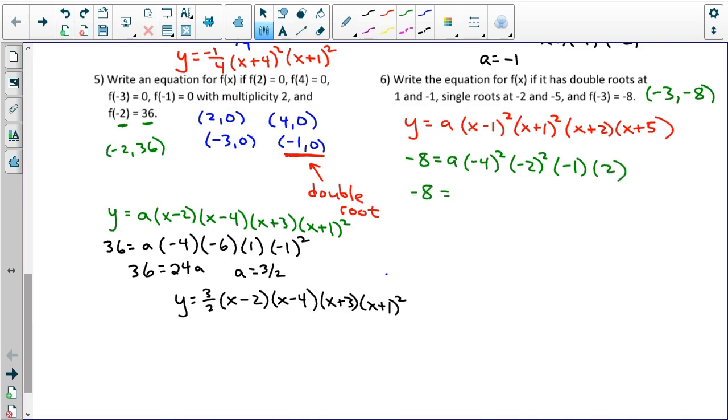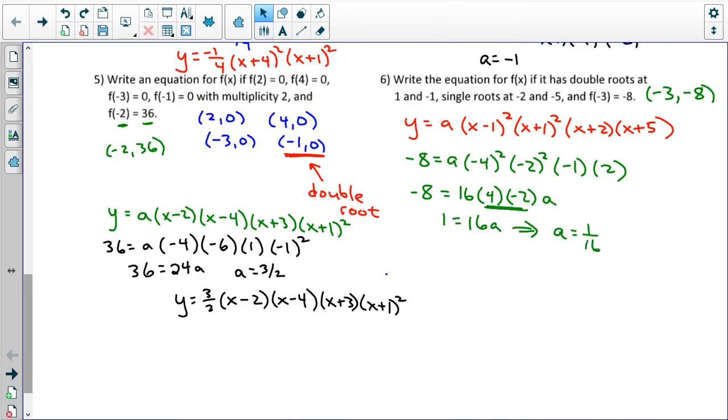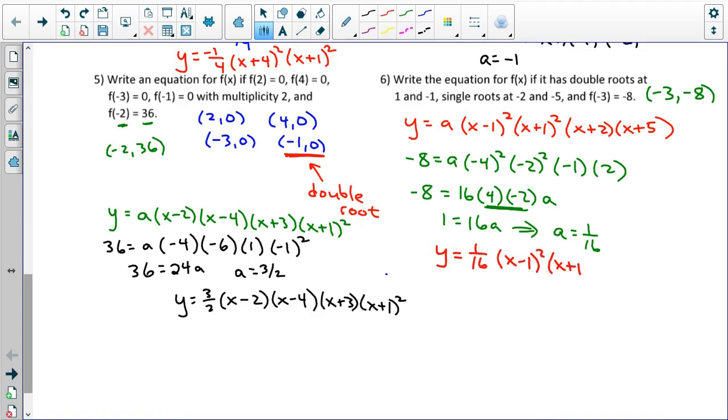So as I do this, I get -8 equals 16 times 4 times -2 times a. And then what I'll notice is that I can take these two, combine them to be -8, divide that over, and I get 1 equals 16a. Therefore, a equals 1/16. And then I can write my final answer. So y equals 1/16, x minus 1 squared, x plus 1 squared, x plus 2, x plus 5. And that's the final answer for that problem.